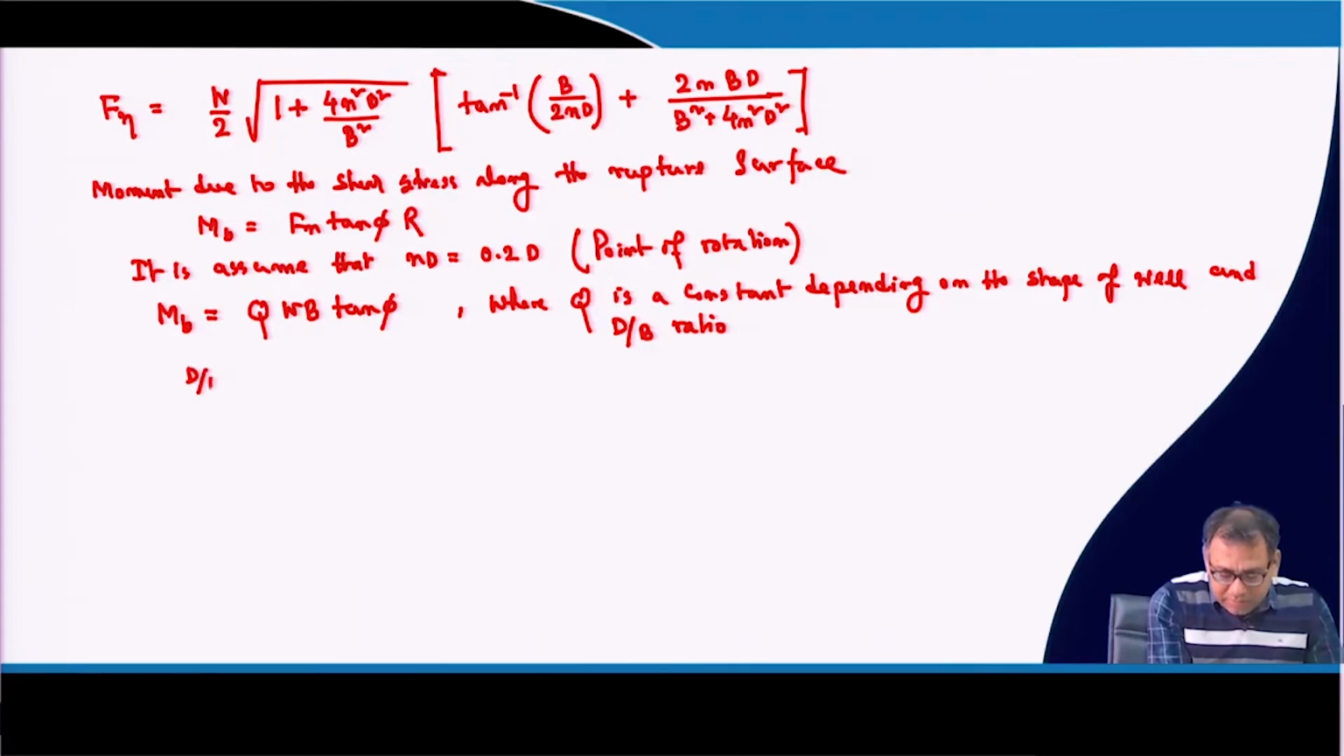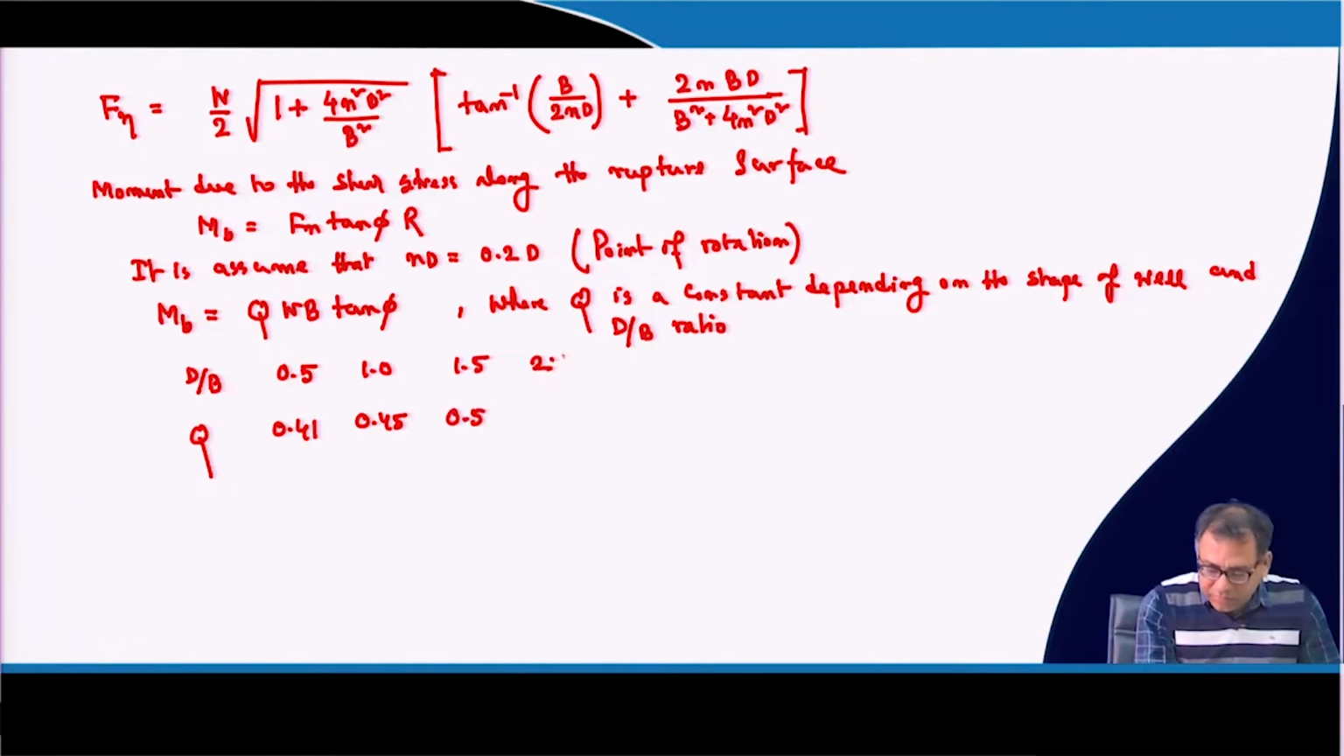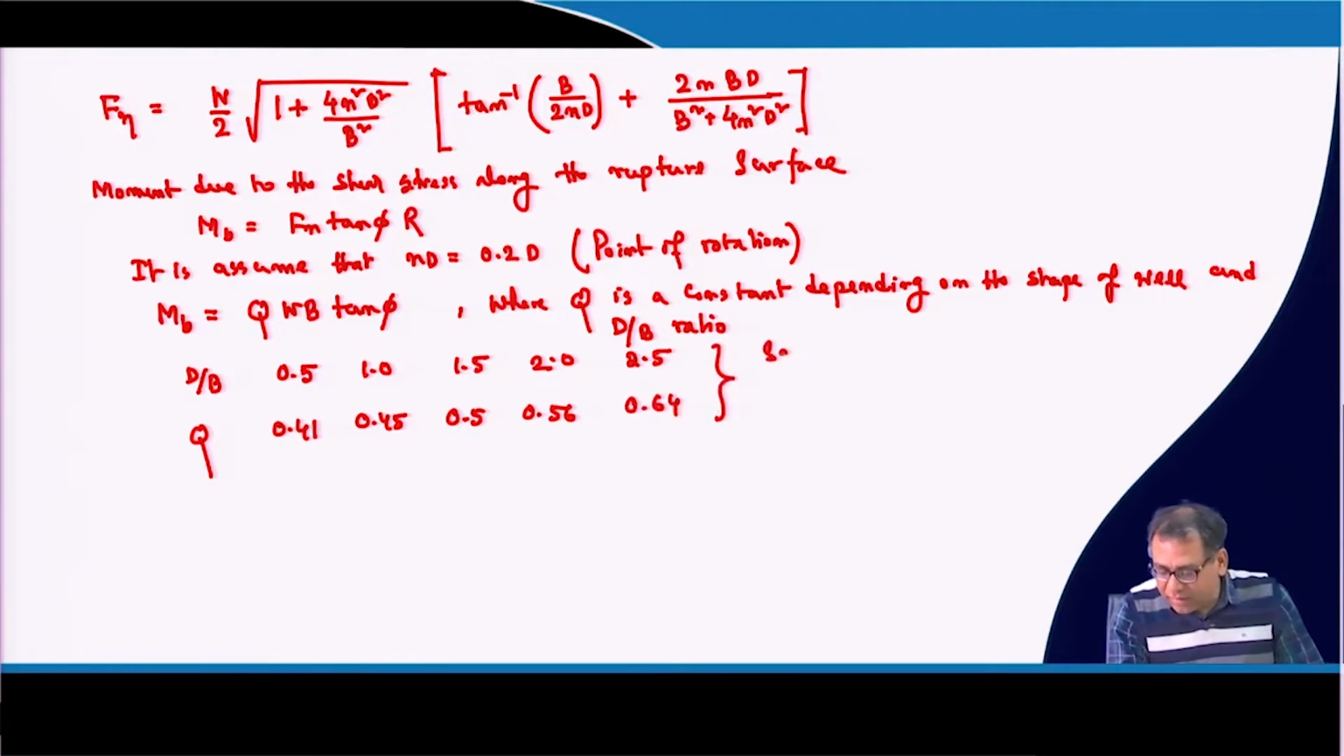So, if d by b is 0.5, q is 0.41. If d by b is 1, q is 0.45. If d by b is 1.5, q is 0.5. If d by b is 2, q is 0.56. If d by b is 2.5, q is 0.64. And these values are for square or rectangular well.